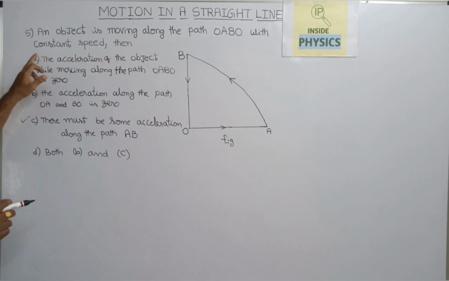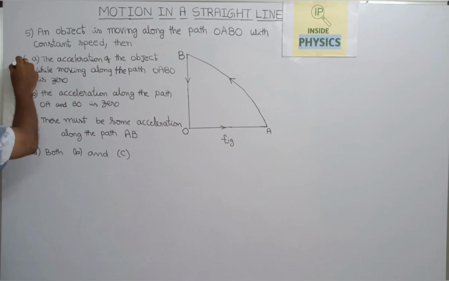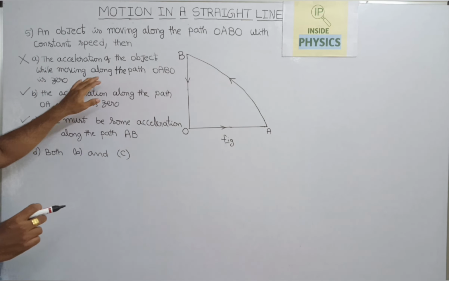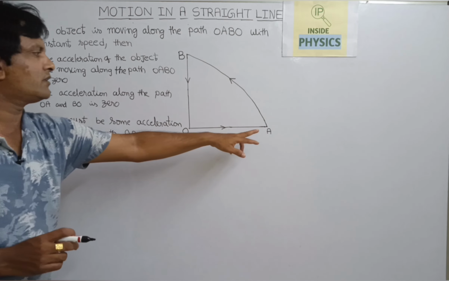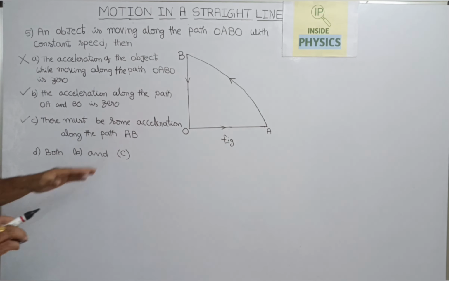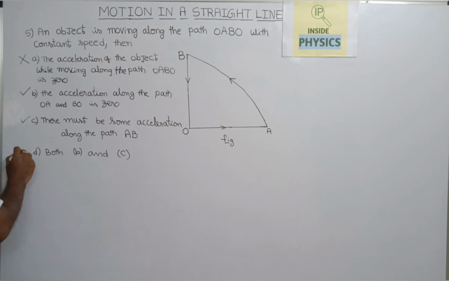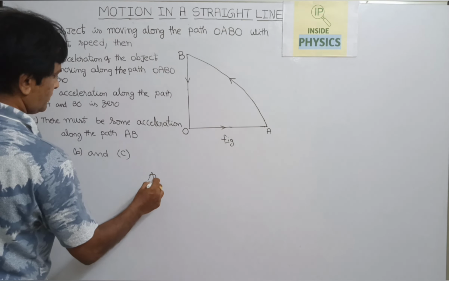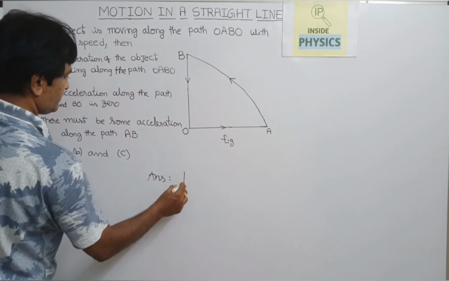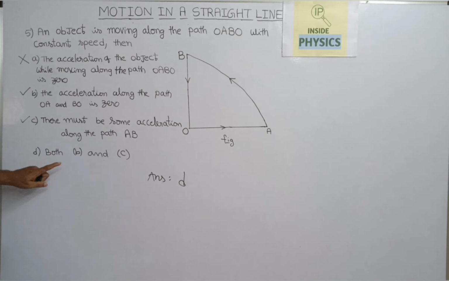So this option A is not correct, because it says along all the path acceleration is 0, but we are saying along AB acceleration will be there. So option D is our answer. Answer is option D. Both B and C are correct.